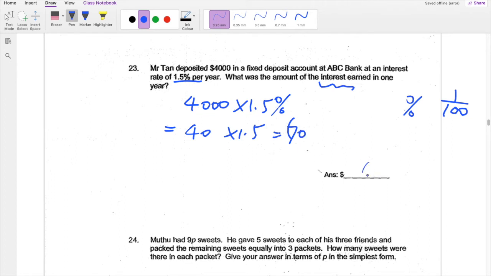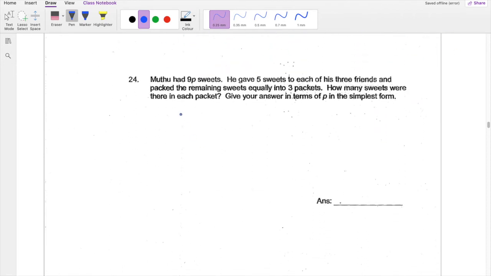So, 24. Mother has 9p sweets. He gave 5 sweets to each of his 3 friends and packed the remaining into 3 packets. How many were there in each packet? Give your answer in terms of p. When we read the question, what we need to do is to express it in mathematical form. We just follow it. So he has 9p at first.